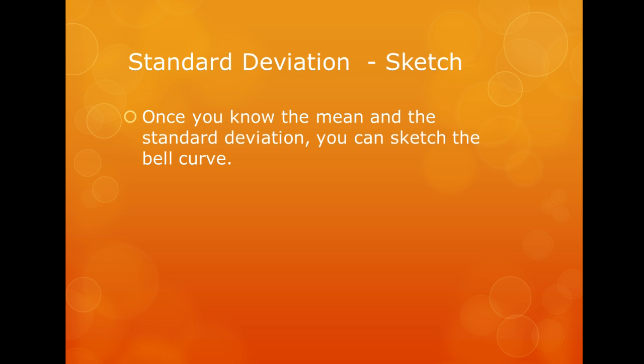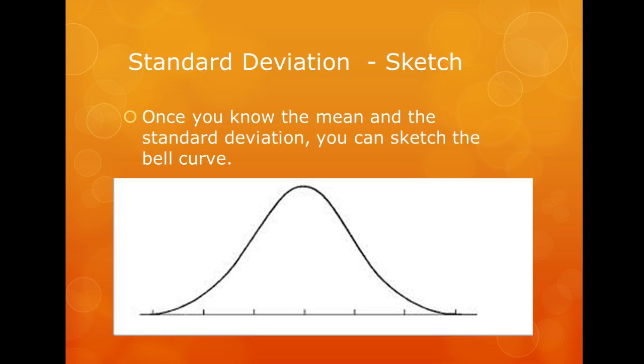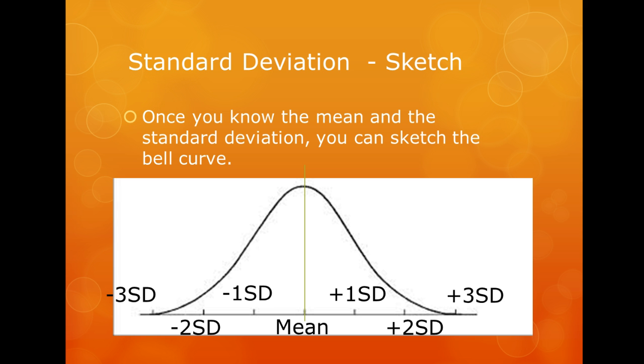Once you know the mean and your standard deviation, you can sketch a bell curve and get even more information. So here's just a general bell curve, nothing fancy about it. The very middle is where your mean goes. And again, once you know your standard deviations, you can subtract that amount from the mean to get one standard deviation away and add it to get one standard deviation to the right. Subtract it from the newest number, add it to the newest number, and you get 2 standard deviations away, and do it again for 3 standard deviations. 99.7% of all your data will fall within 3 standard deviations.